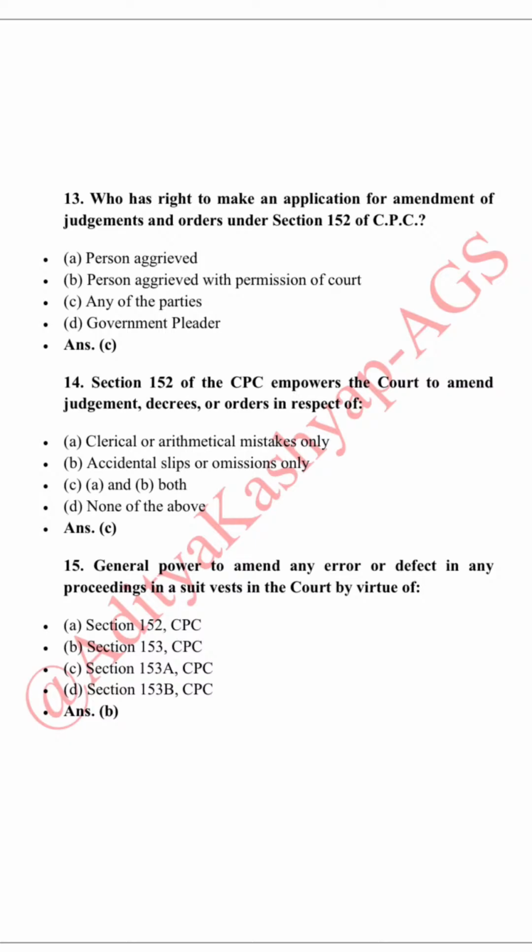Let's move ahead. What does question number 15 say? Question number 15 says: general power to amend any error or defect in any proceeding in a suit vested in the court by virtue of which section? It can be amended by virtue of section 153. So the general power to amend any error or defect in any proceeding in a suit is vested in the court by virtue of section 153 CPC. And when it is about clerical and arithmetical mistake and accidental slip and omission, then it talks about section 152. Other than that, the general power to amend any error or defect in any proceeding in a suit vested in the court is by virtue of section 153 of CPC.